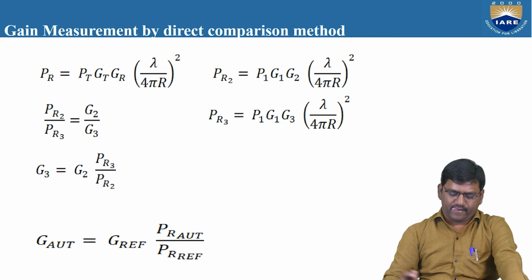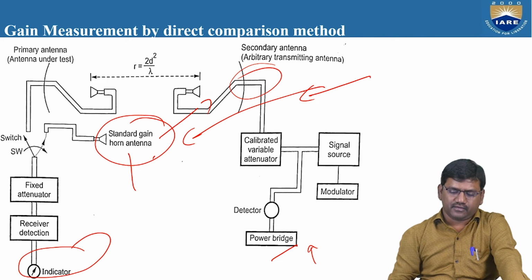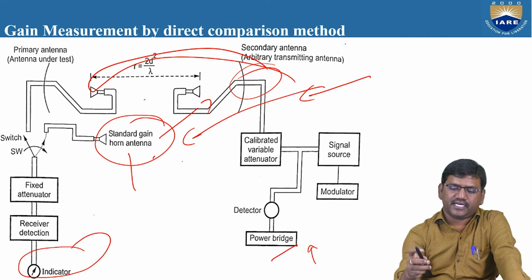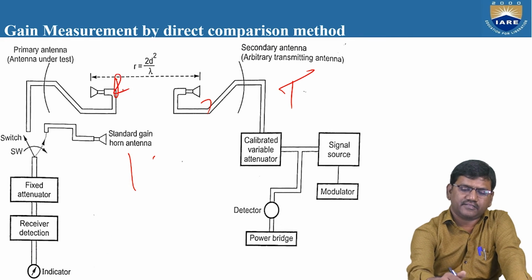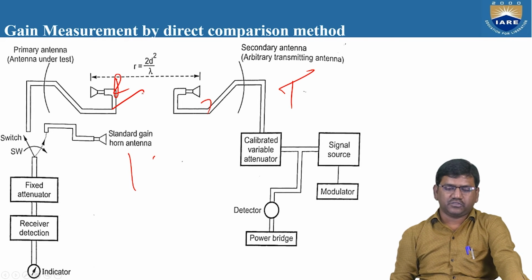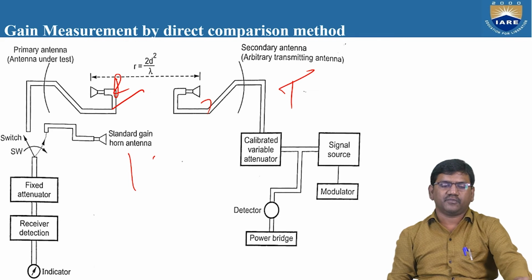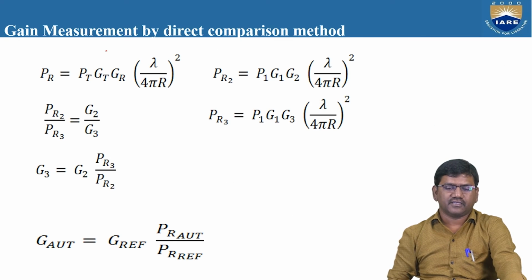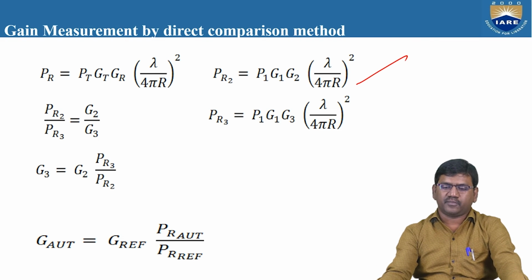So here, you can see, when these two are connected, the secondary antenna is the transmitting antenna and this is the receiving antenna. When these two are connected, based upon the fixed transmission formula, we can write the equation for the amount of power received for this antenna under test. That is PR2 is equal to P1 G1 G2 into lambda by 4 pi r whole square.